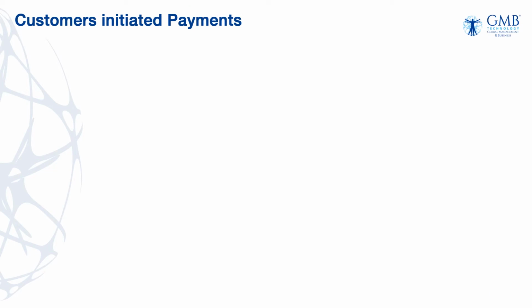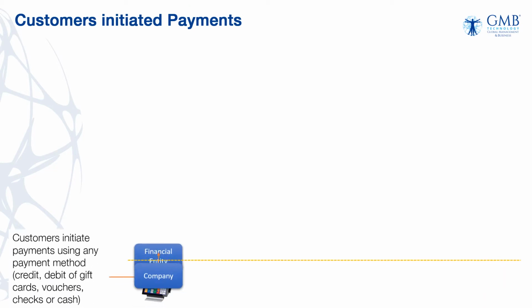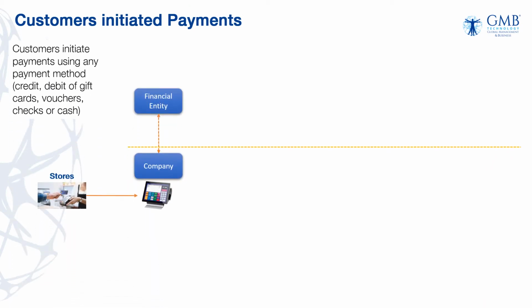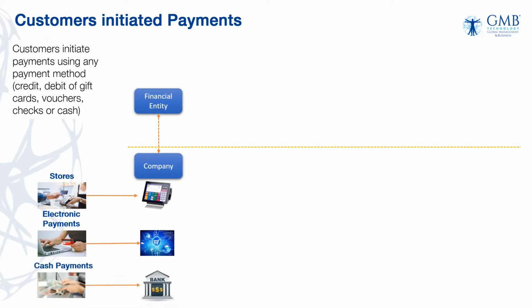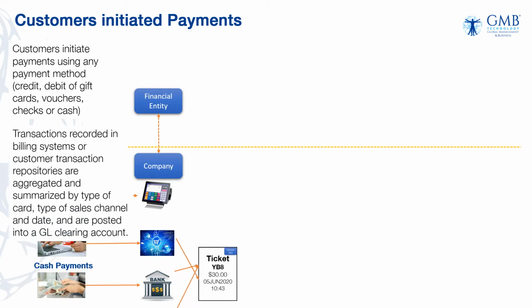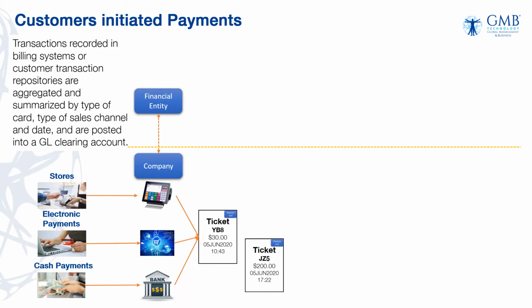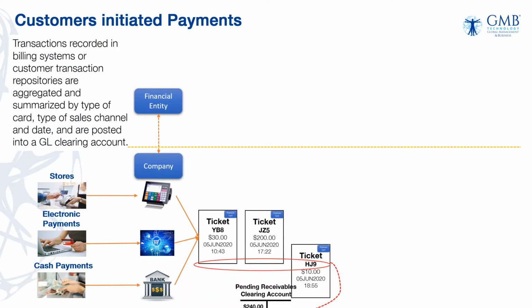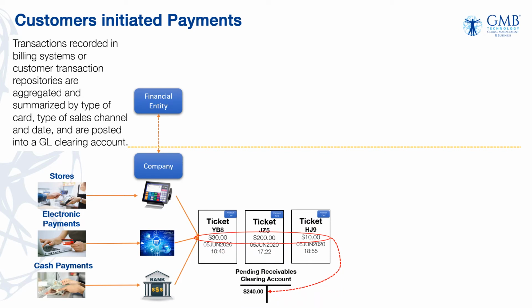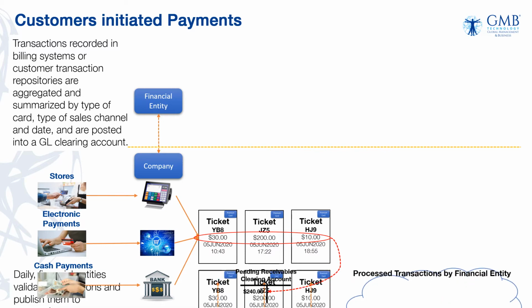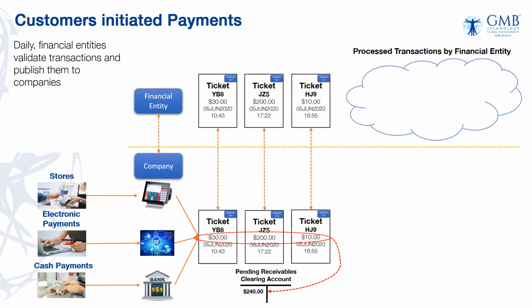Customer-initiated payments. Customers initiate payments using any payment method, credit, debit or gift cards, vouchers, checks or cash. Transactions recorded in billing systems or customer transaction repositories are aggregated and summarized by type of card, type of sales channel and date, and are posted into a GL clearing account. Daily, financial entities validate the transactions and publish them for companies.